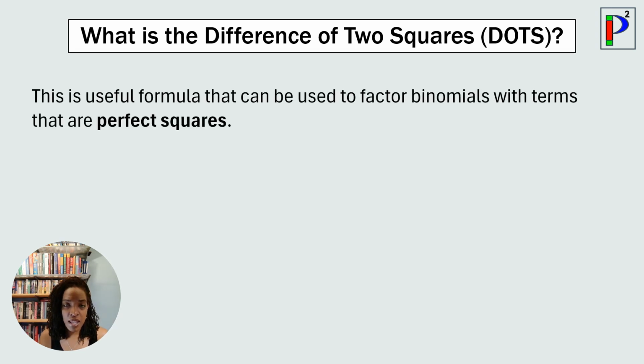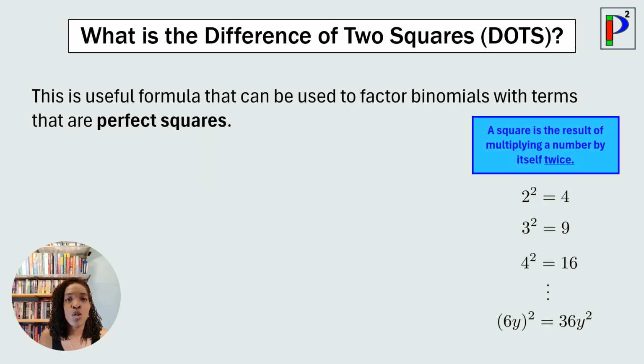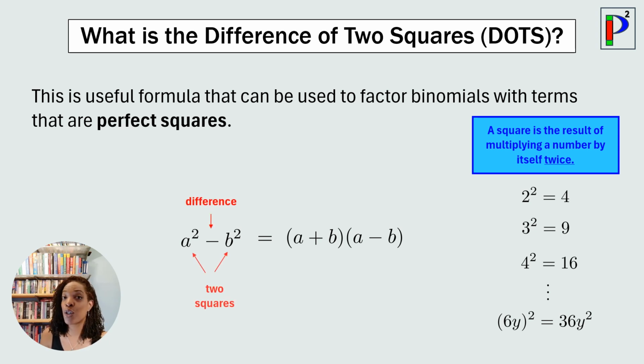The difference of squares method is used to factor binomial expressions whose terms are squares. So you'll probably remember that a square is the result of a number being multiplied by itself 2 times. We have one basic formula. A squared minus b squared equals a plus b times a minus b. And as I've always said, words matter, math vocabulary matters. The difference of two squares can be written as the product of a sum and a difference. Sorry, it's my cheesy sense of humor.